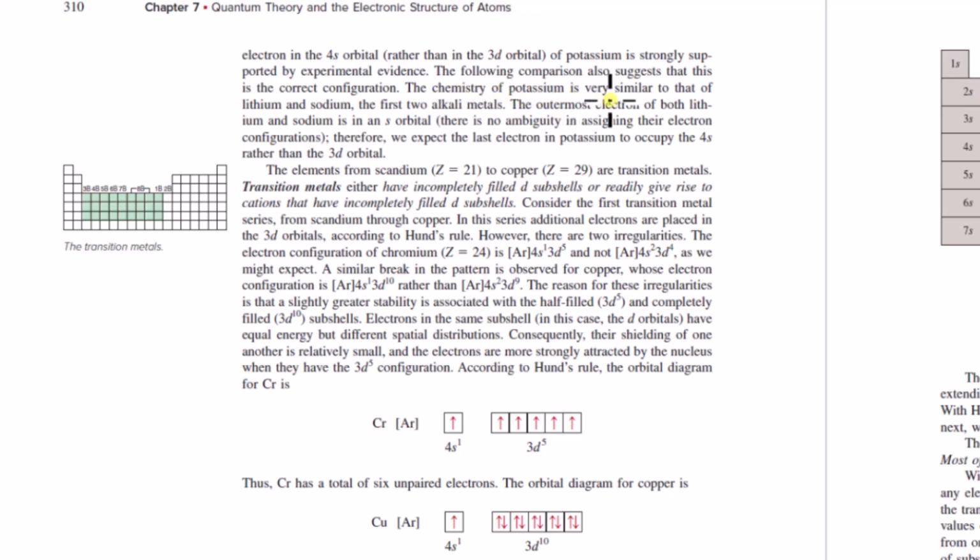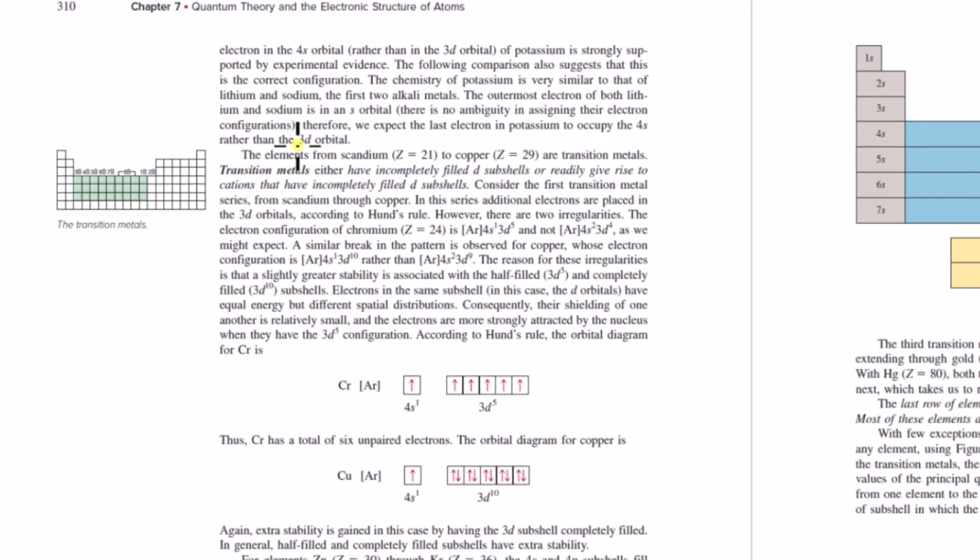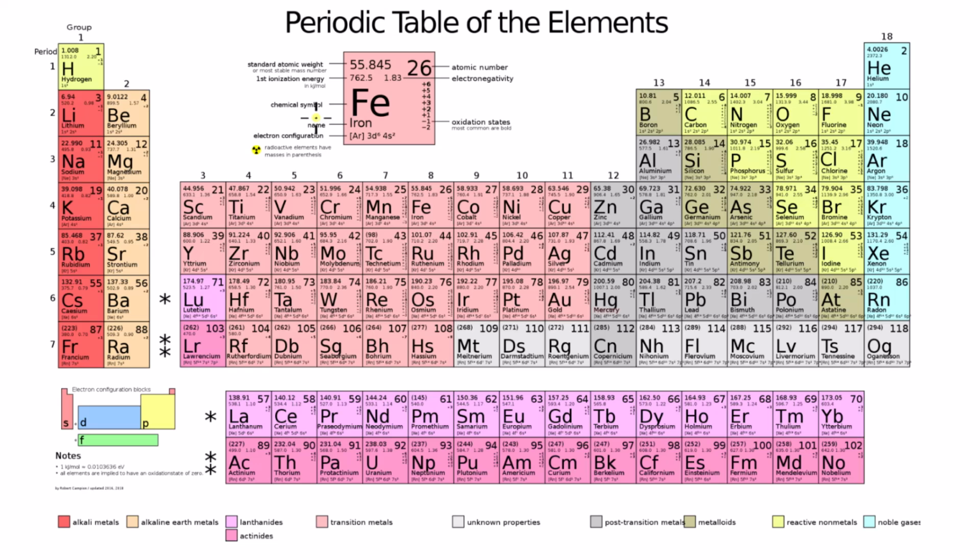The chemistry of potassium is very similar to that of lithium and sodium, the first two alkali metals. The outermost electron of both lithium and sodium is in an s orbital. Therefore, we expect the last electron in potassium to occupy the 4s orbital rather than the 3d. So one way you can look at how this is correct is because the chemistry of potassium is very similar to that of sodium and lithium. That's one of multiple pieces of evidence that filling the 4s subshell before the 3d is correct.